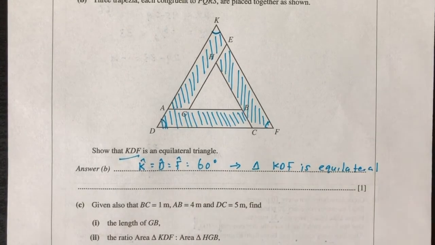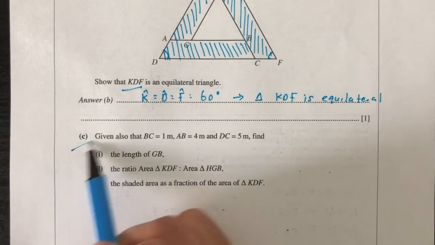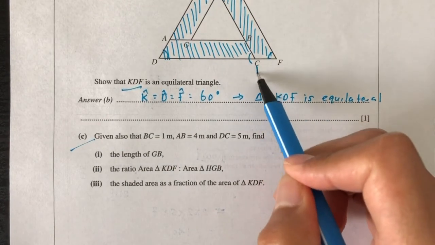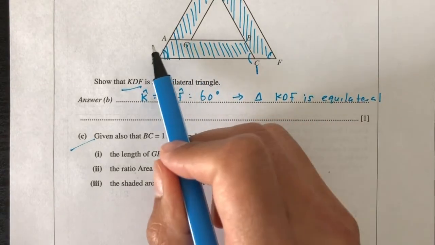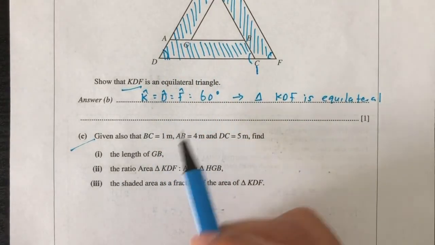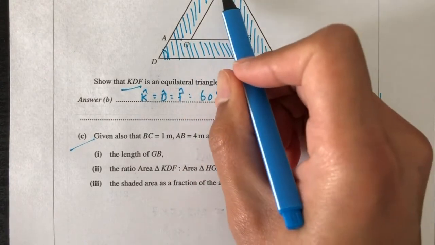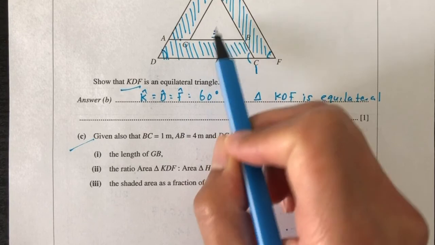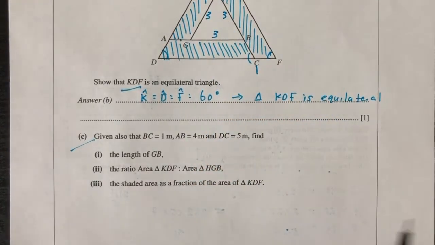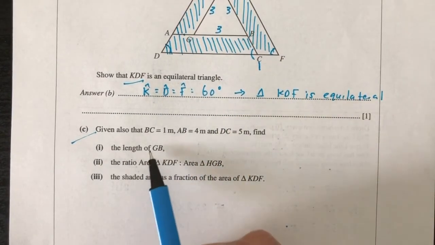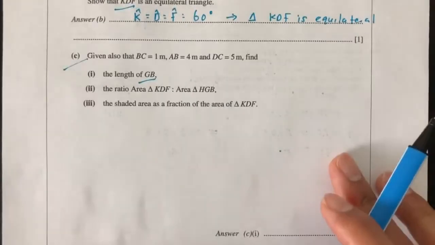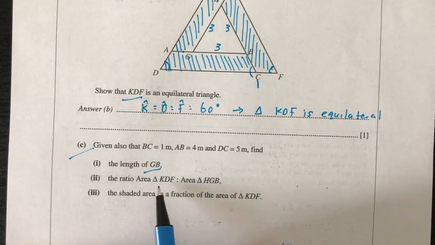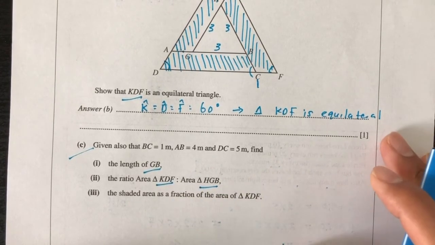So that's your argument. Now part C, given that BC equals 1, that's BC here is 1. Now we have AB equal to 4, this one is 4. So if this is 1, this is also 1 and 1. If this is 4, this is 4 and 4, and this will be 3, 3 and 3. So the question here is: find the length of GB. GB is 3, as we have seen here. And find the ratio of the area of KDF and HGB.